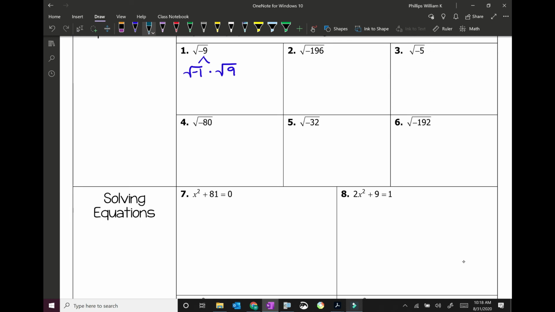The square root of negative 1, as we just defined, is i. The square root of 9 is 3. You wouldn't say i3 is the solution, because remember, standard form is the real number first. So here that's going to be 3i. If I came over here to number 2, same thing, the square root of negative 1 times the square root of 196. We know the square root of negative 1 is i. We know the square root of 196 is 14. So our solution is going to be 14i.